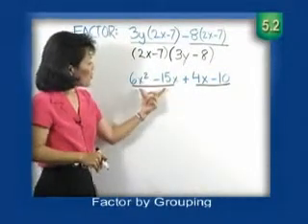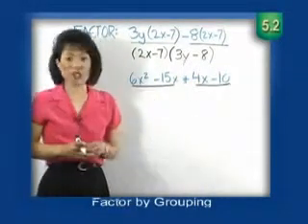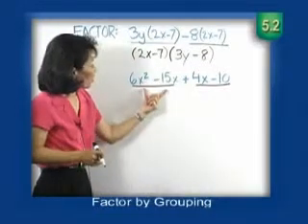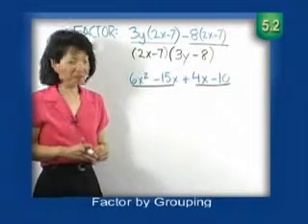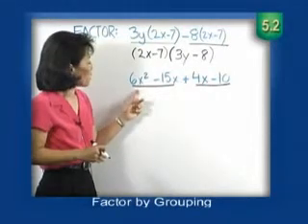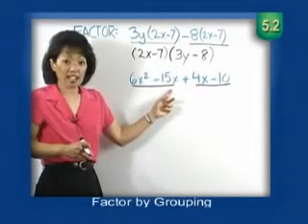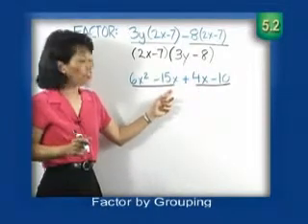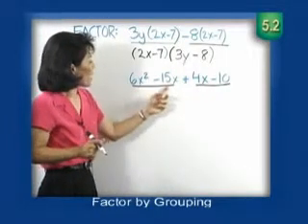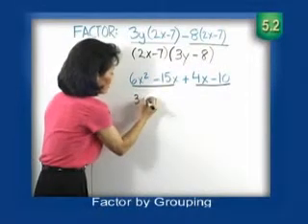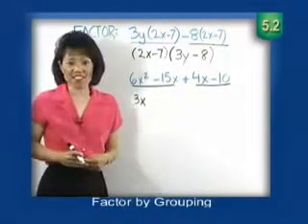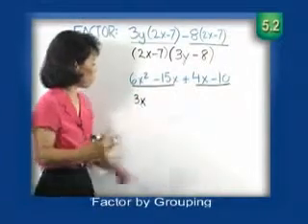Now, within just the first two, pretend that the second two aren't even there. Within the first two terms, what is the greatest common factor? Well, between 6x squared and 15x, don't worry about the negative sign at this time, the greatest common factor happens to be 3, and they both have at least an x, so it's 3x. That's the GCF between the first two.